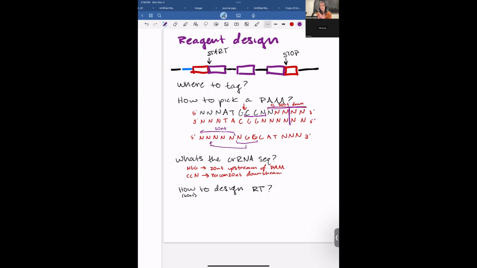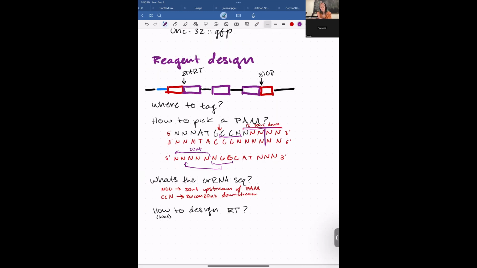So now that we know where we want our insert to be, which PAM we're going to use, and we've designed the CRISPR RNA, we need to design the repair template, which tells the cell how we want it to repair that double-stranded break. The repair template is pretty much 60 nucleotides on each side of that proposed insert site.